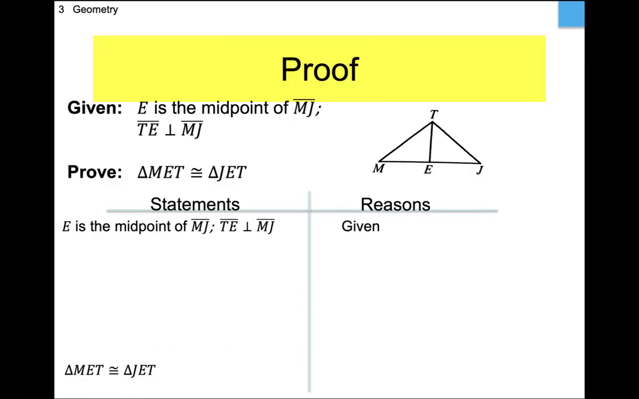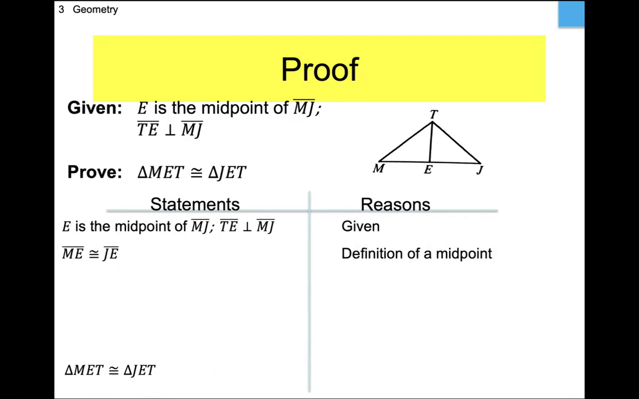If I go to the first statement of the given, it says E is the midpoint. Well, what's the consequence of being a midpoint? The consequence of being a midpoint is that you make two congruent parts. If you're in the middle of a segment, you've cut the segment in half. You made two congruent parts. Well, what two congruent parts? It says E is the midpoint of MJ. Well, that means that ME is the same as JE. That's just the definition of a midpoint, or the consequence of being a midpoint. So that's statement one of the given.